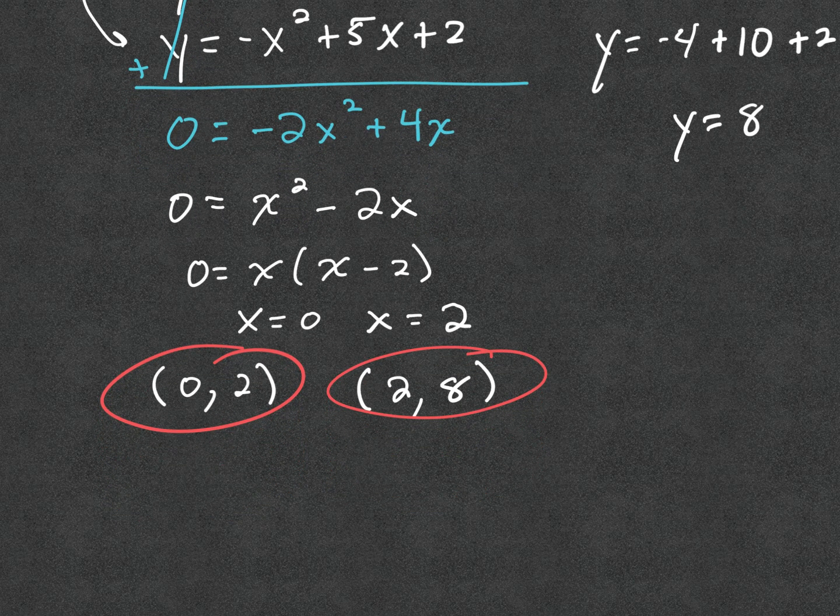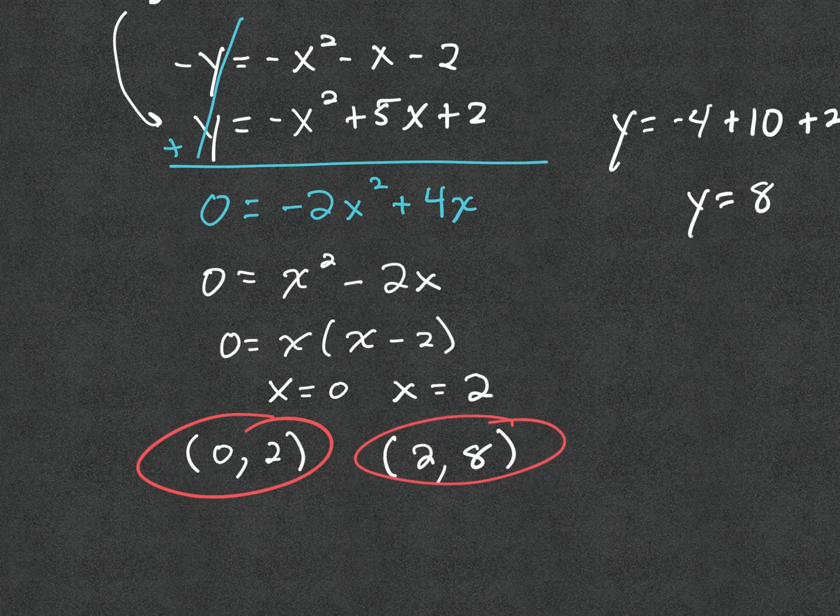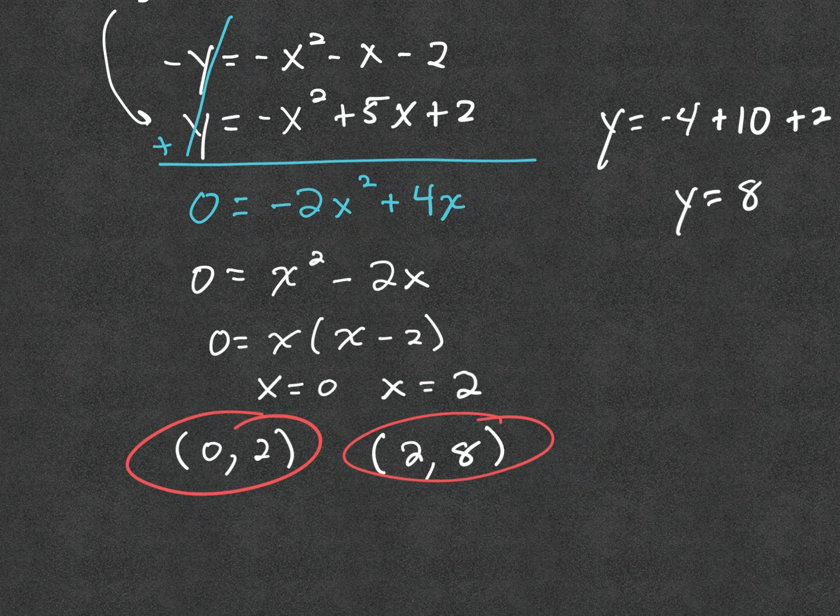And how did we do that? Well, we multiplied one of the equations by negative 1. We added, and the idea here is that when you add, one variable goes away, so you have one equation, one variable. Say it together with me: one equation, one variable is your goal, okay?